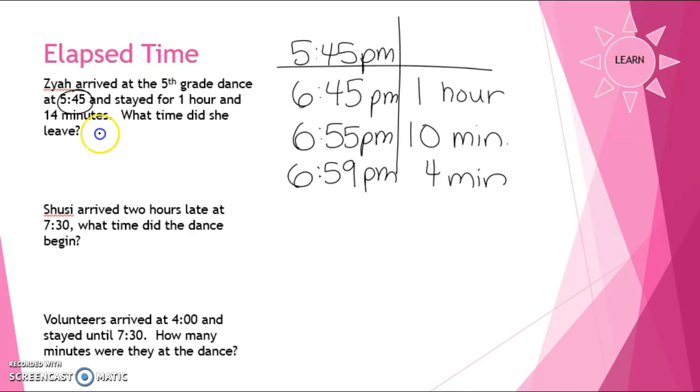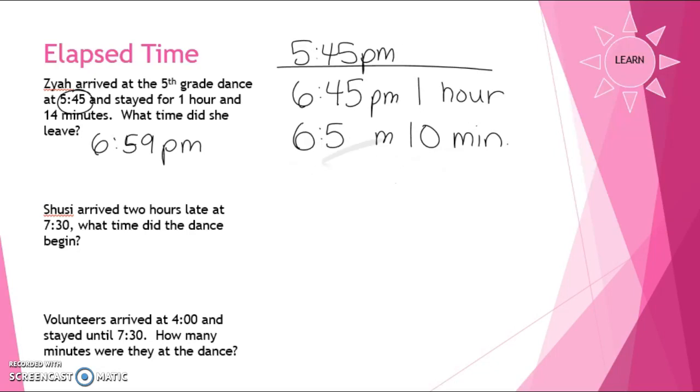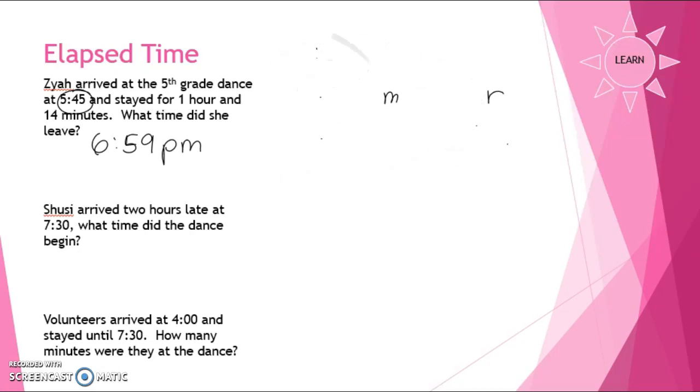She left at 6:59 p.m. Do you see how that works? 1 hour and 14 minutes. So we use the T-chart this way for the first one. Now let's erase our T-chart and record for the second problem.